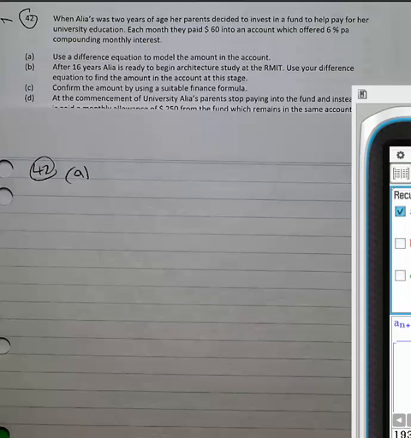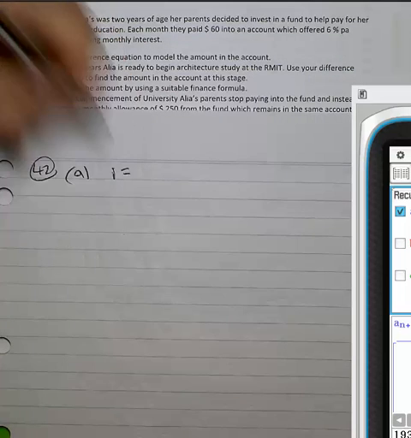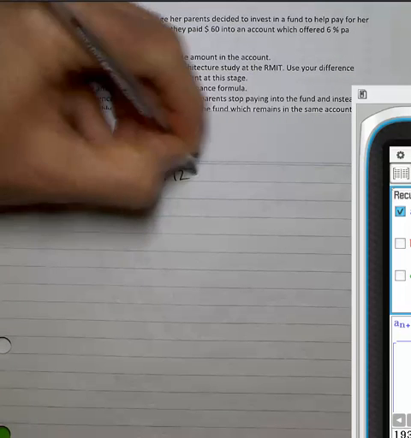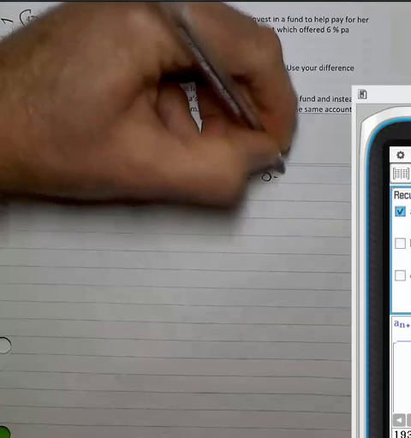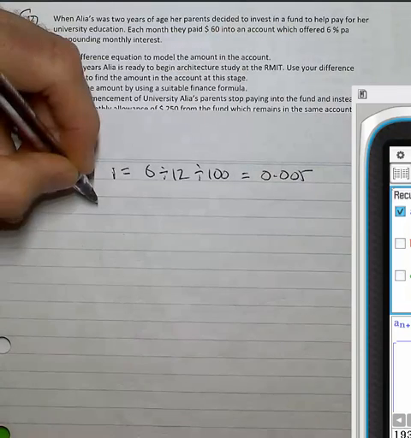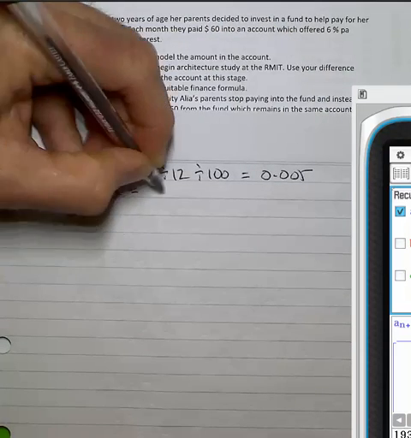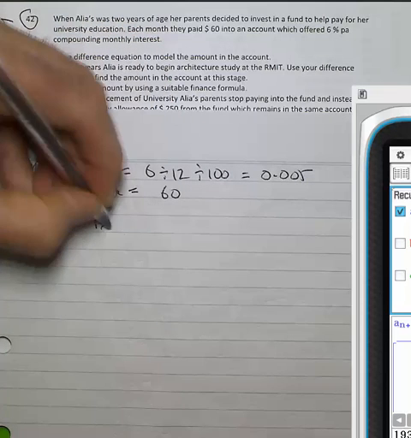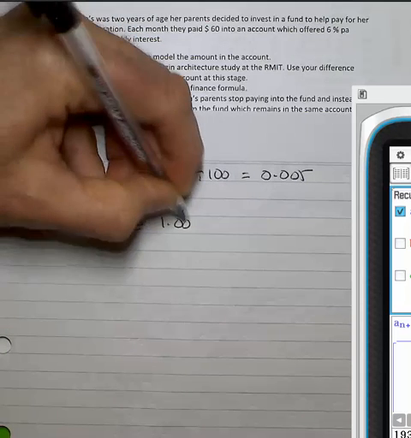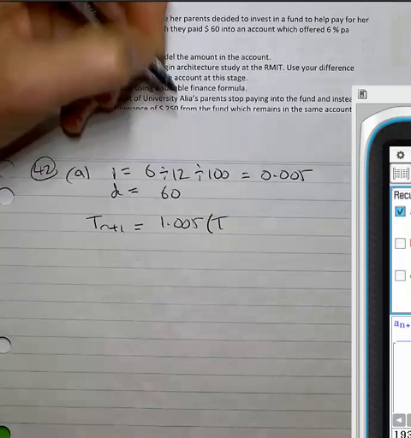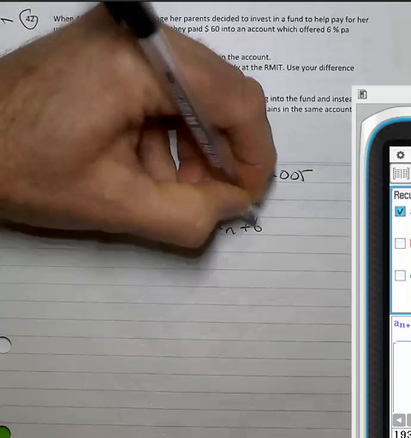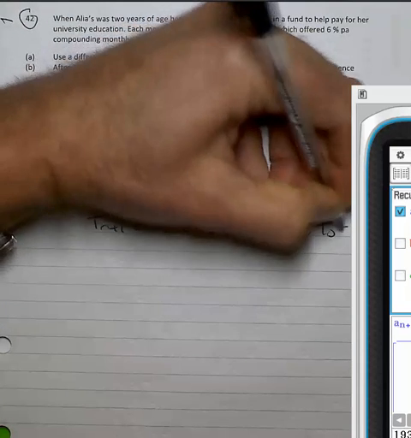But an advantage of using the sequence and series generator or the recurrence relationship is it does give you a tabulated data set. So we've got to work it out to begin with. So 6 divided by 12 divided by 100. And the difference is 60. So our equation becomes 1.005 times t to the n plus 60, starting off with 0.